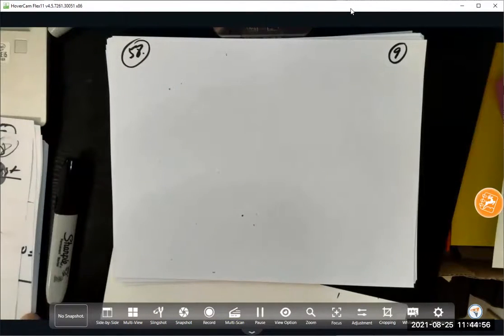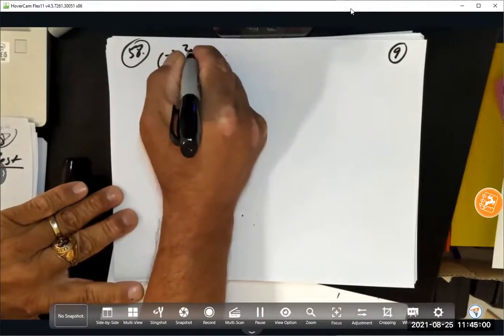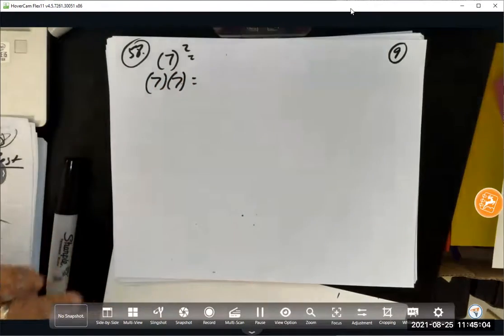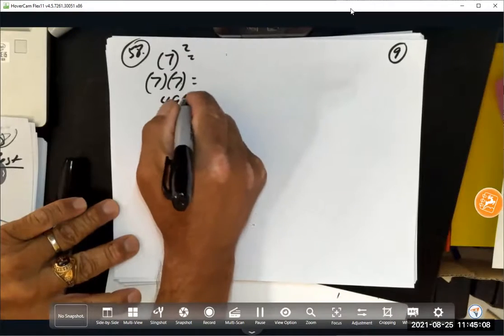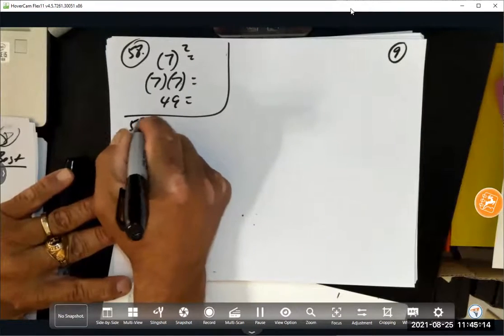All right, before I do 58, let me do one that you know how to do. 7 squared. Isn't that going to be 7 times 7? Yes or no? Yes. And 7 times 7, is that 49? Is everybody okay right there? Yes. Now let me do it that kind of like number 58.